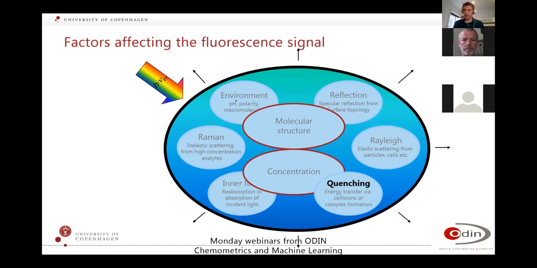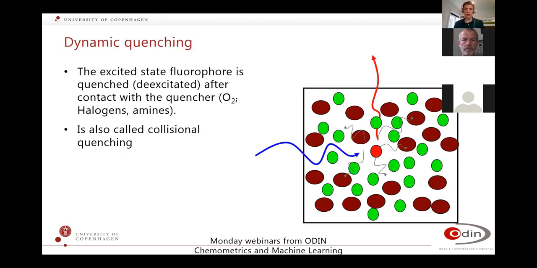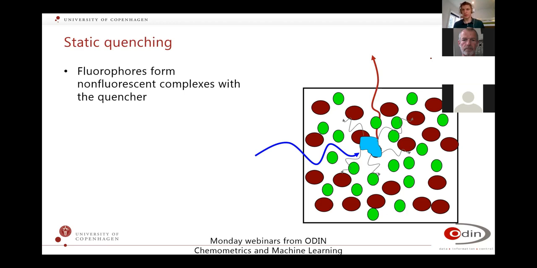Then we have something called quenching, which can also affect fluorescence. That's a process that decreases your intensity, and it's also divided into two: dynamic quenching and static quenching. With dynamic quenching, your fluorophore will actually hit another molecule that will then dissipate this energy, so you will see a decrease in your fluorescence signal. The static is when it actually forms a complex together with the fluorophore, and this complex will not emit any fluorescence.